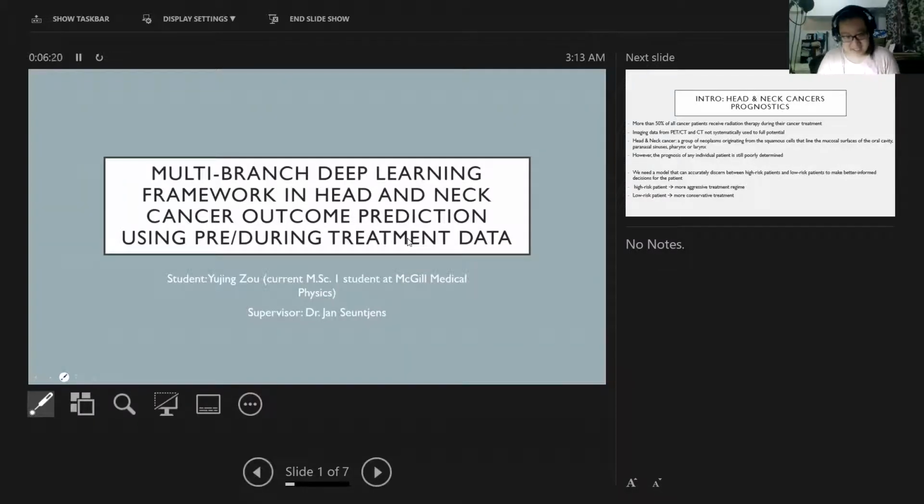My name is Yujing, and I was a part of the summer 2020 MiCM group. My supervisor is Dr. Yang Sunjun from the McGill Medical Physics Unit. My topic is multi-branch deep learning framework in head and neck cancer outcome prediction using pre or during treatment data.